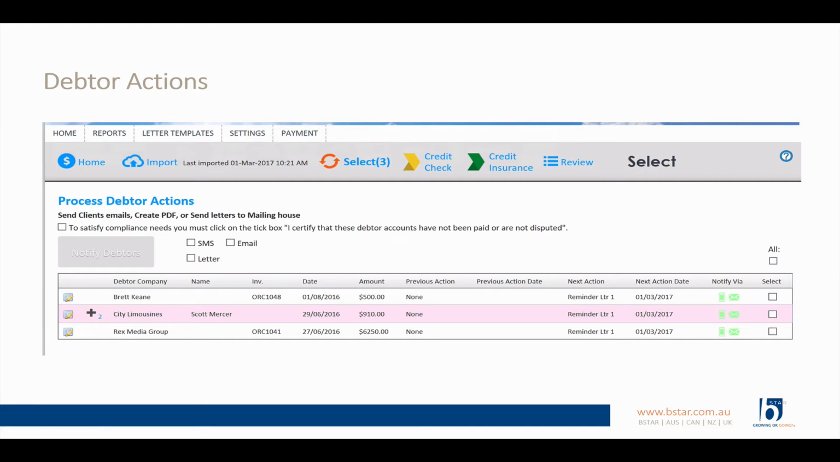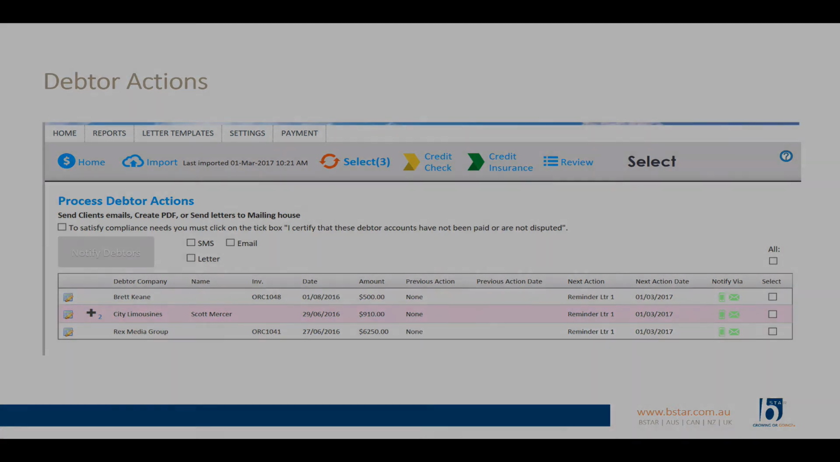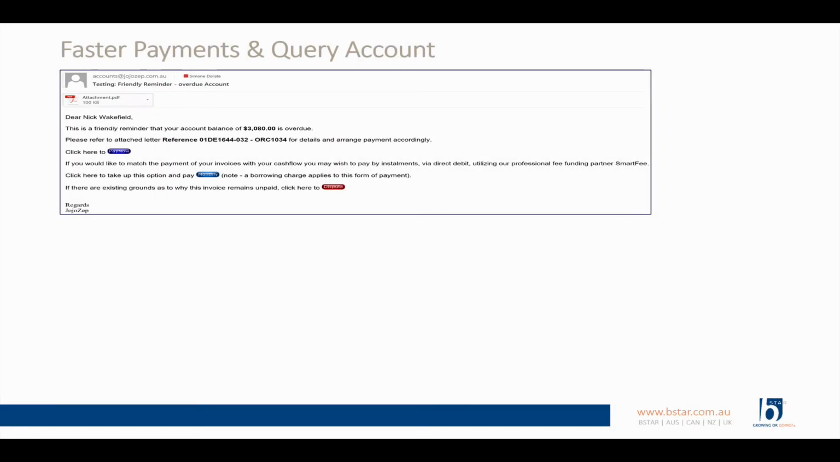So once I've determined what actions I'm going to take, my final step is simply to notify the debtors, and all the business rules that I've put in place will now be applied and the communications will be forwarded to the clients. The system also has a faster payments and query account function, and I've got up on screen here just a sample email, and you can see there's 3 distinct options that the client's presented with.